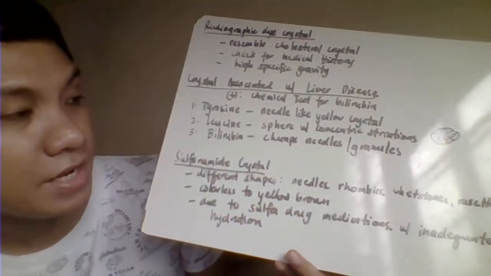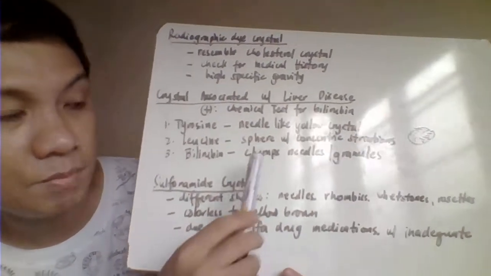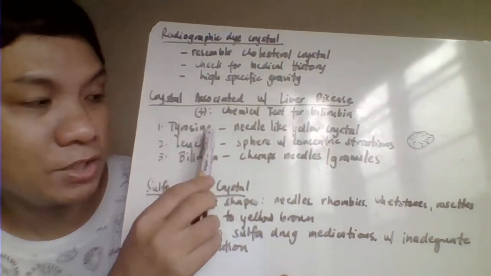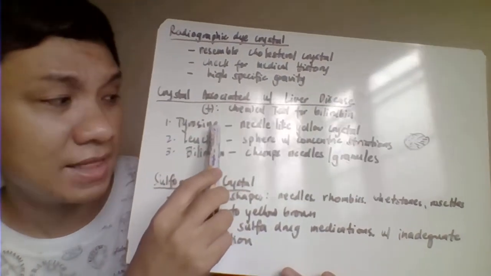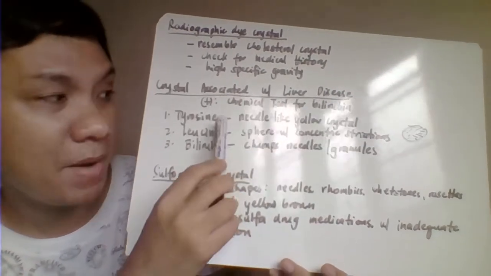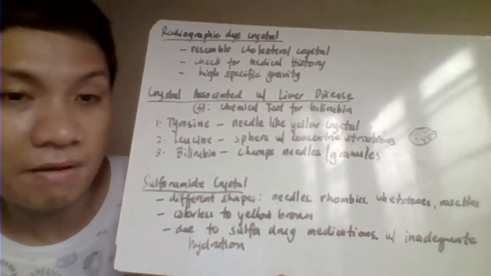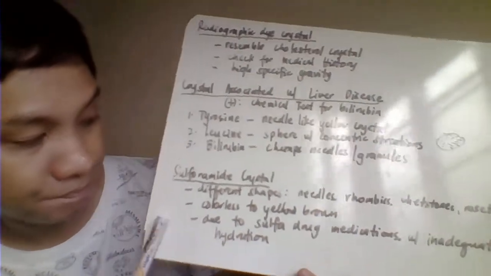Then we also have your bilirubin, which usually appears as clumps of needles and granules. These are pointed, but less pointed compared with tyrosine. Usually they form clumps, and that differentiates your bilirubin crystals from your tyrosine crystals.